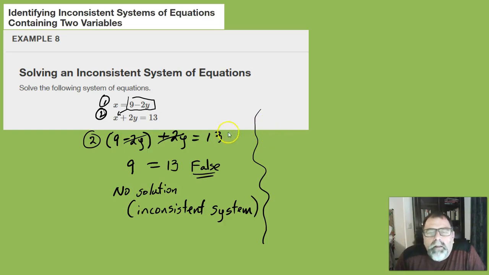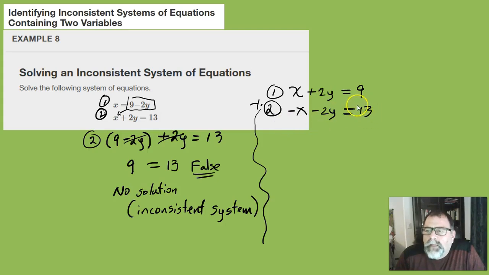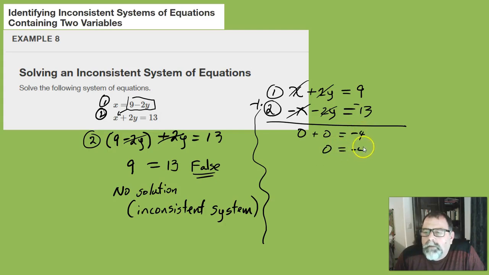All right, so I said it doesn't matter what method you use. If you were to rewrite equation 1, you add 2y to the other side. In equation 2, let's multiply it by -1. So you get -x, -2y, and -13. You see how the x's cancel, the y's cancel. You get 0 equals -4, which is false. It's always false. So same thing, you're going to have no solution, inconsistent, right?